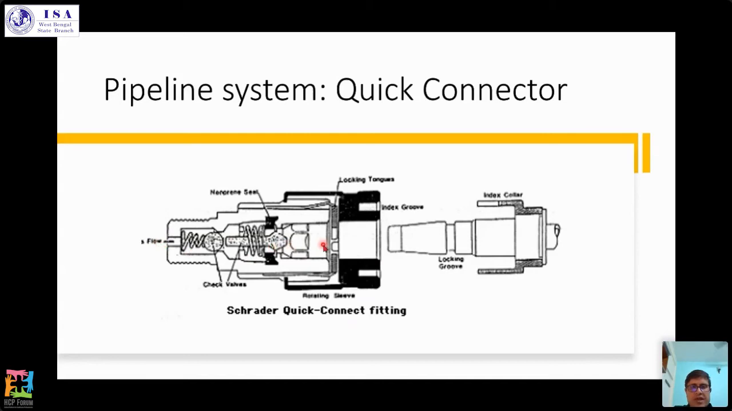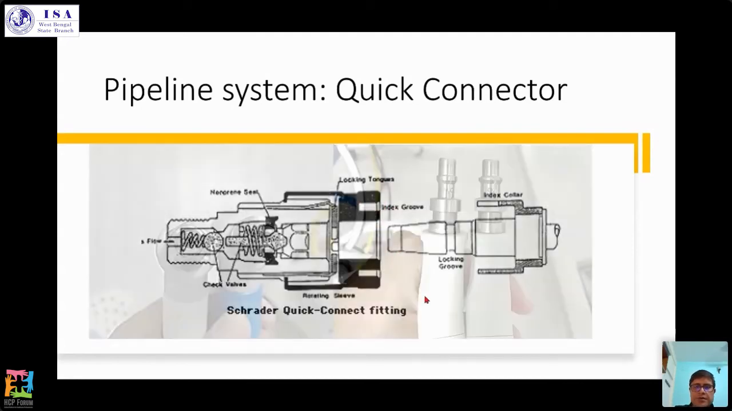So once this comes out, they both are going to close, so no gas is going to leak out. And the way to insert it is just to push it in, and it connects. And there is this colored, blue or white, circle around it. You press that, and this pops out.